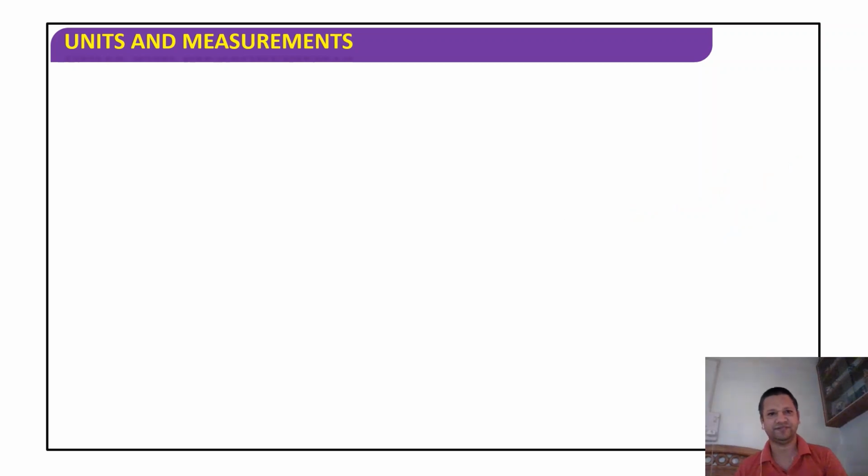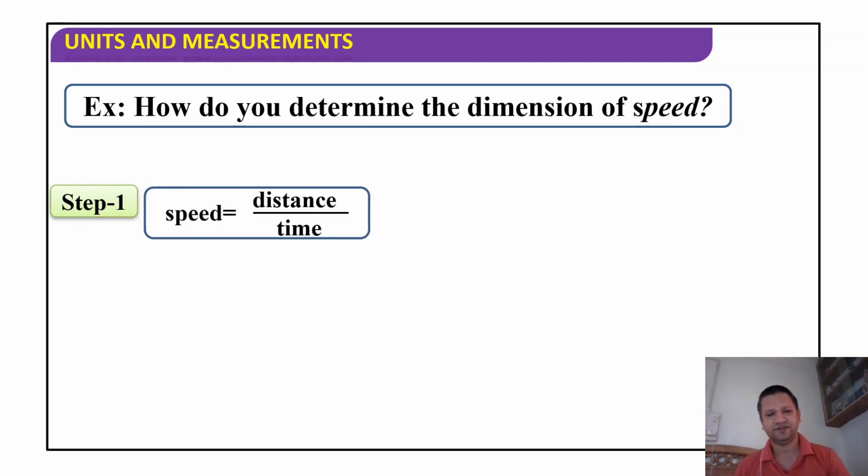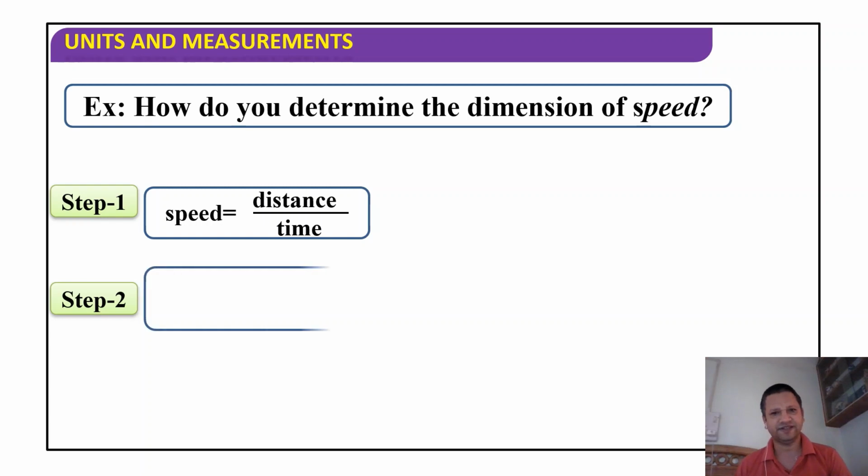That is more important. Now come to the next important part, that is how we write the dimension of a particular term. Step by step we try to understand this. The very first step: we must know the formula of that particular term. Once we know the formula, we are able to write the dimension of the term. The second step: speed is equal to distance upon time. So write the dimensional formula for the distance and write the dimensional formula for the time.